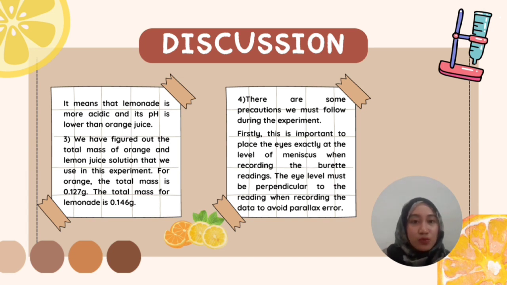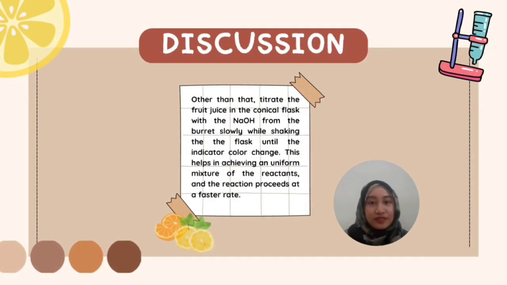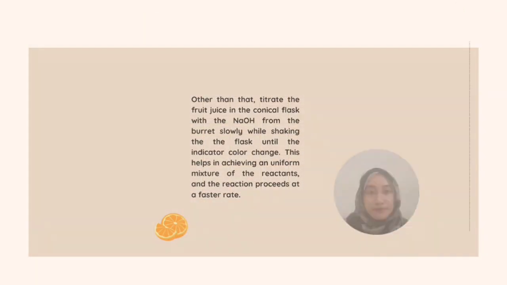There are some precautions we must follow during the experiment. Firstly, it is important to place the eyes exactly at the level of the meniscus when recording the burette readings. The eye level must be perpendicular to the reading when recording the data to avoid parallax error. Other than that, titrate the fruit juice in the conical flask with the sodium hydroxide from the burette slowly while shaking the flask until the indicator color changes. This helps in achieving a uniform mixture of the reactants and the reaction proceeds at a faster rate.